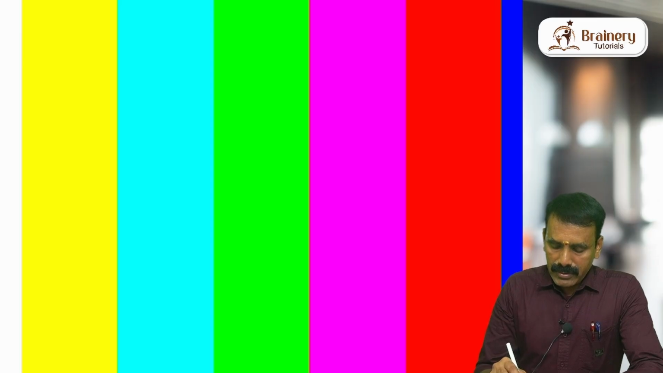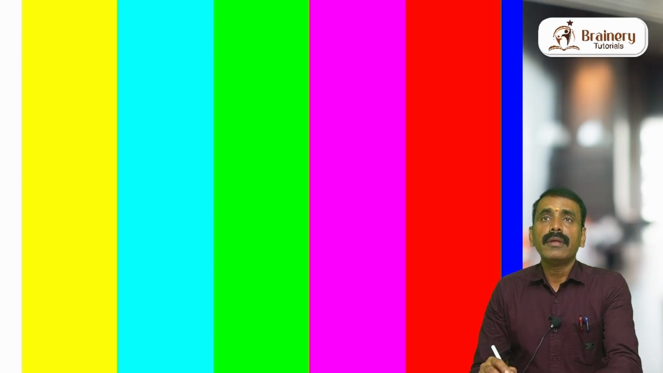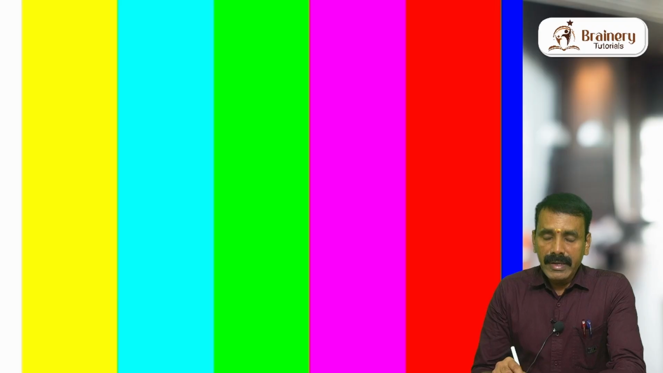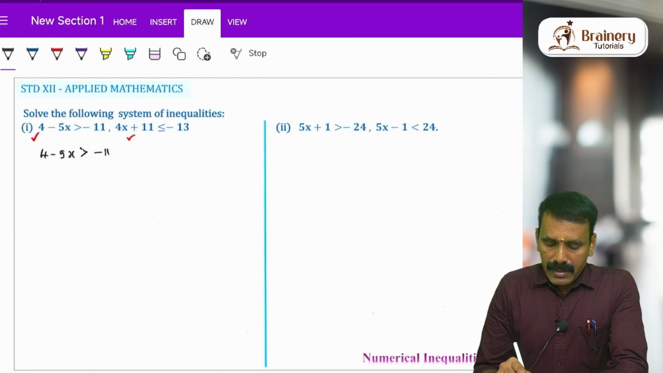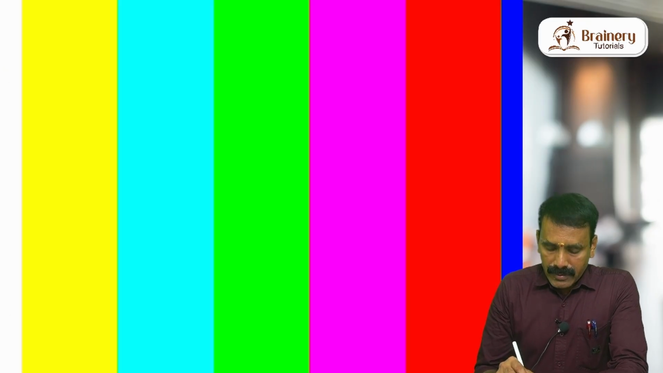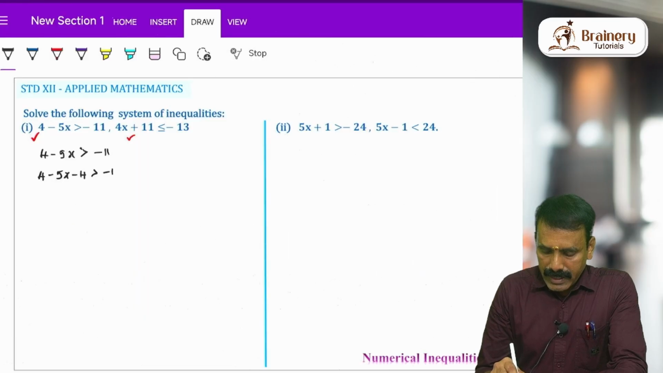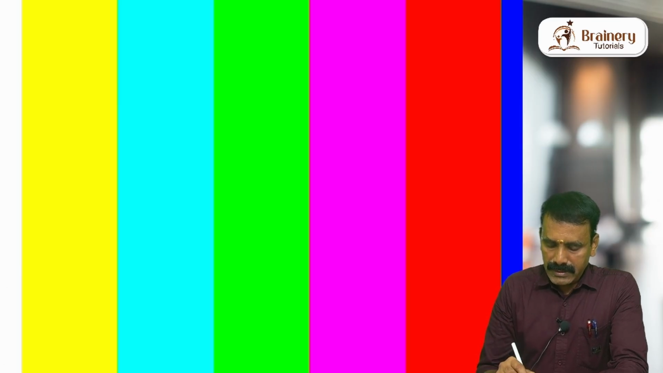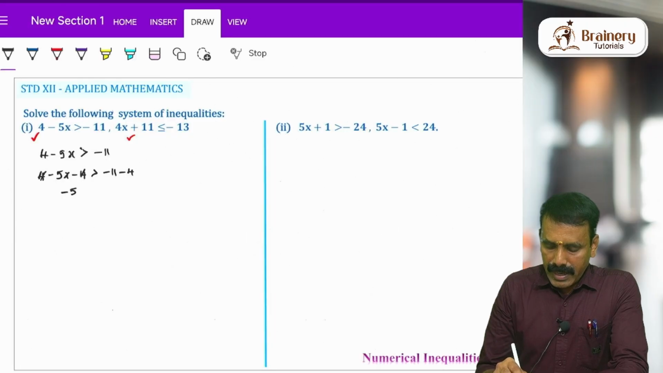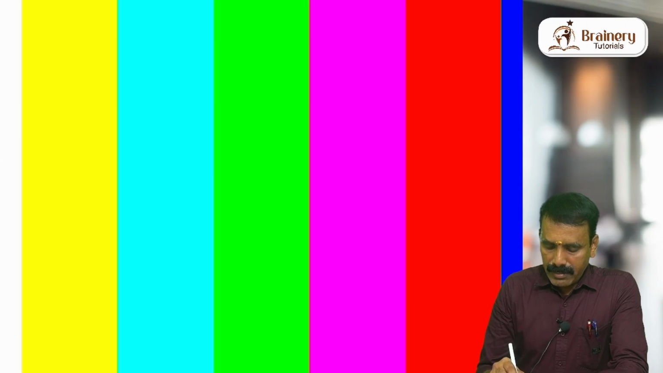Yesterday itself we studied how to find the solution for this one. On the left hand side we are having an x term and a constant term. Now we are in the process of removing the constant term 4. So I want to remove this 4. What should I do? I subtract 4 on both sides. So it is 4 minus 5x minus 4 greater than minus 11 minus 4. So 4 cancels, and we get minus 5x greater than minus 15.